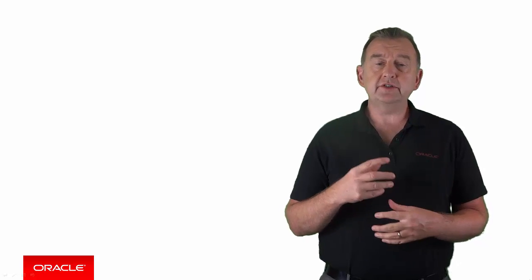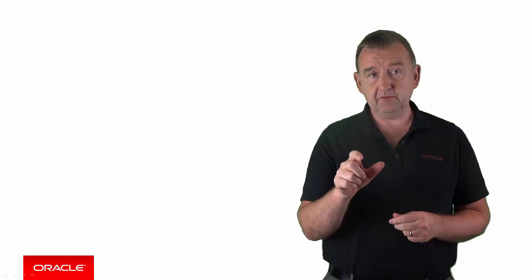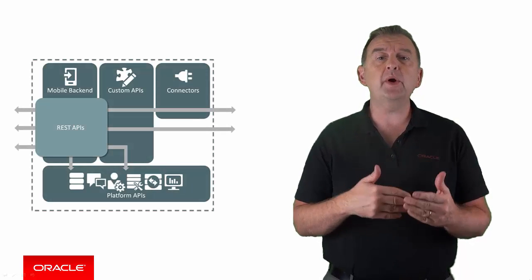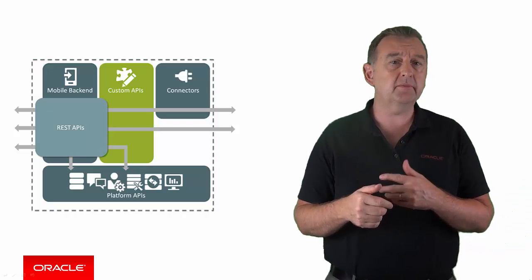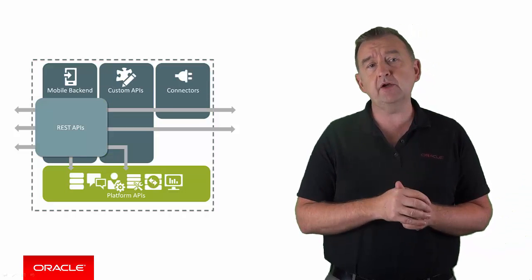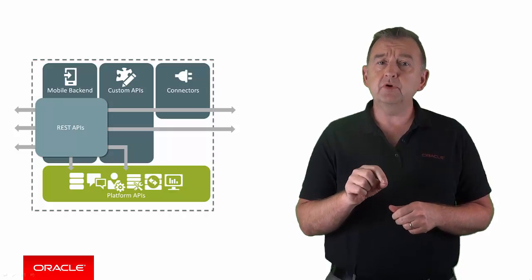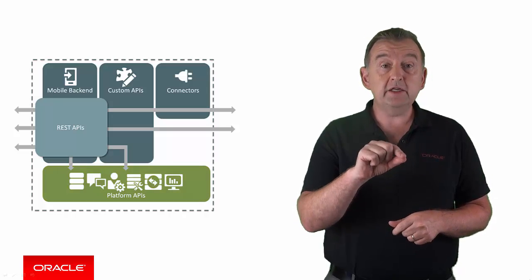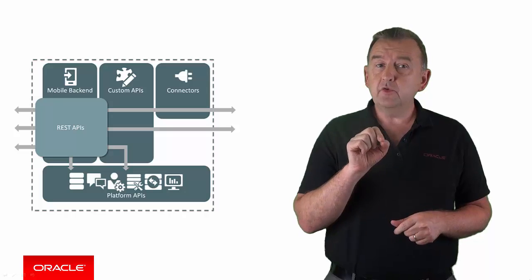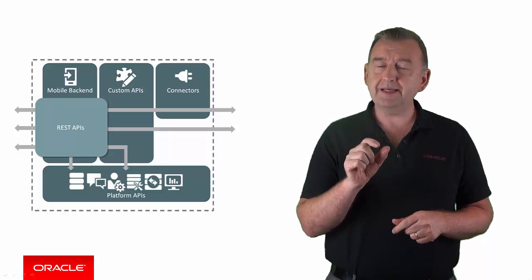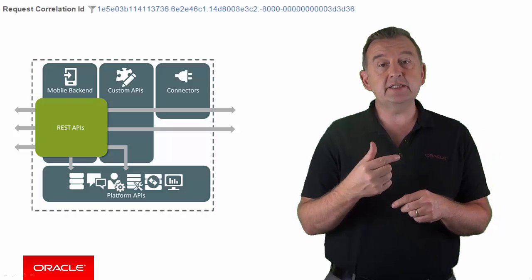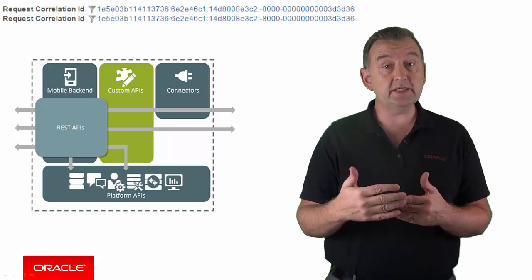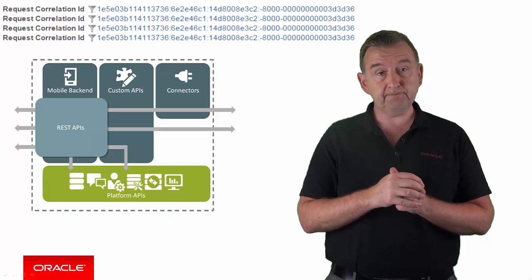So let's say you're trying to debug a problem that you know is the result of a specific request coming from a mobile client. However, that request potentially kicks off many other calls to custom API, a couple of connectors, then a platform API call. What might be important is to follow that thread of calls. The request correlation makes this possible by assigning a unique ID to any incoming request and assigns the same ID to any subsequent request kicked off by that initial request.